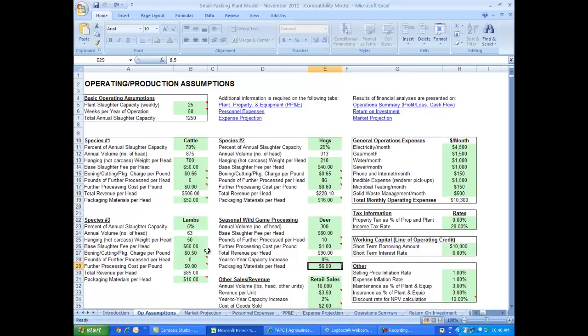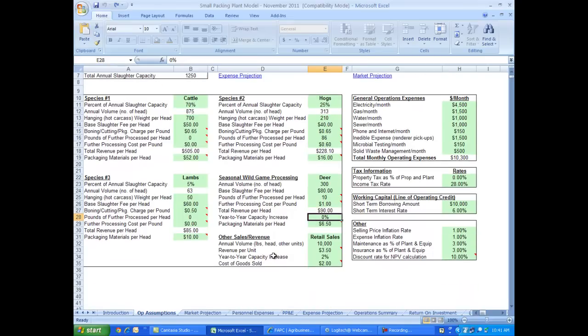Now for the rest of these species, there is an assumed quantity of processing that takes place per year. Deer, a small plant may decide they're going to do a few head the first year and grow from there, so we actually allow you to build in a year-to-year capacity increase. That shows up on the market projection sheet I'll show you in just a minute.